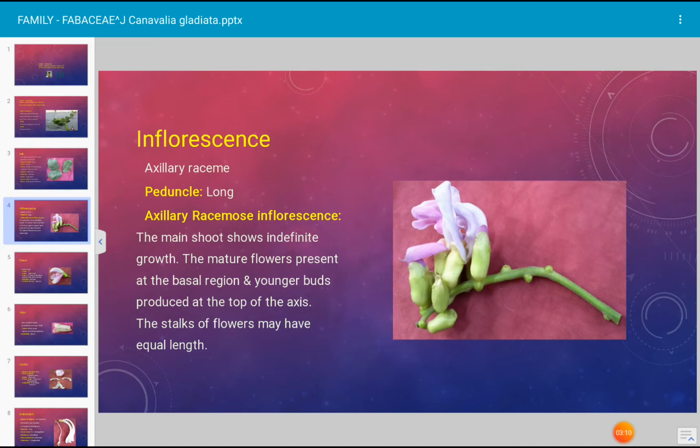In this case, the main shoot shows indefinite growth. The mature flowers are present at the basal region and younger buds are produced at the top of the axis. The stalks of flowers may have equal length. Such type of arrangement of the flowers on the flower shoot is described as axillary racemose type of inflorescence.